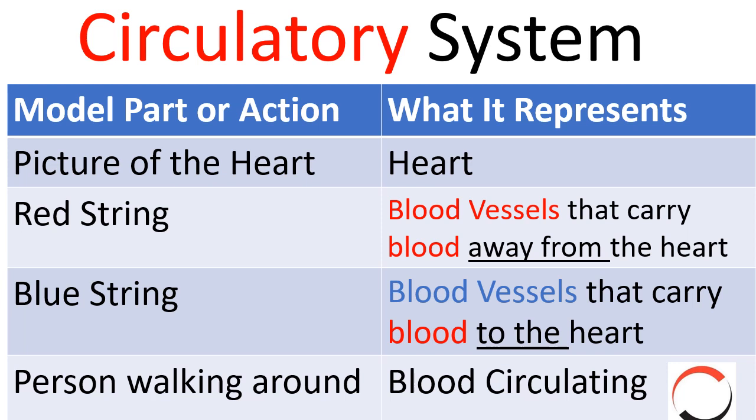So we also learned about the circulatory system, and we made a model. So we had a picture of the heart that represented the heart. We had red string that represented blood vessels that carry blood away from the heart, and blue string, blood vessels that carry blood to the heart. And then, if you remember, we had a person walking around. So the person walking around represented the blood that was circulating.